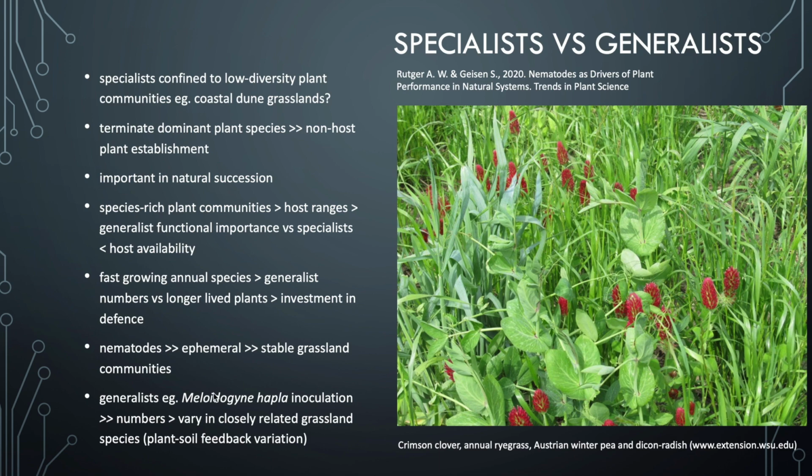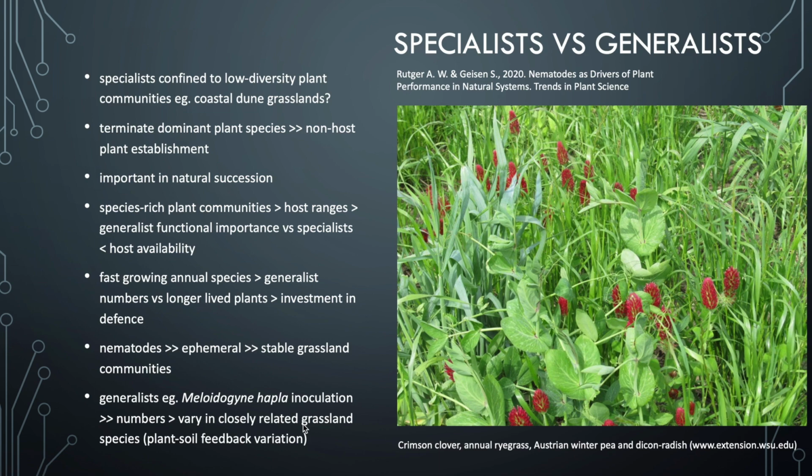Generalists such as Meloidogyne and Helicotylenchus, when inoculated onto diverse plant communities, show a variability in their numbers across closely related grassland species, and this is due to plant-soil feedback variations within specific plant communities.